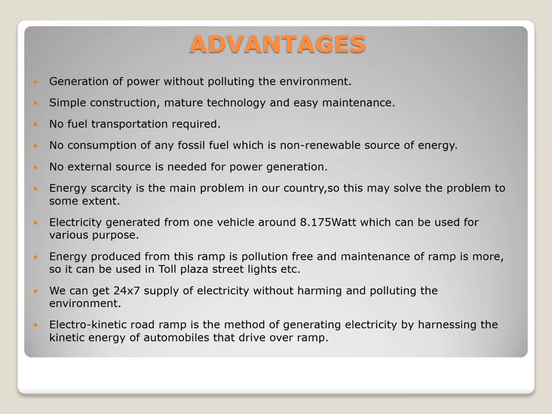Electricity generated from one vehicle is around 8.175 watt, which can be used for various purposes. Energy produced from this ramp is pollution free and maintenance of the ramp is easy, so it can be used in toll plaza, street lights, etc. We can get a 24/7 supply of electricity without harming and polluting the environment. Electrokinetic road ramp is the method of generating electricity by harnessing the kinetic energy of automobiles that drive over the ramp.